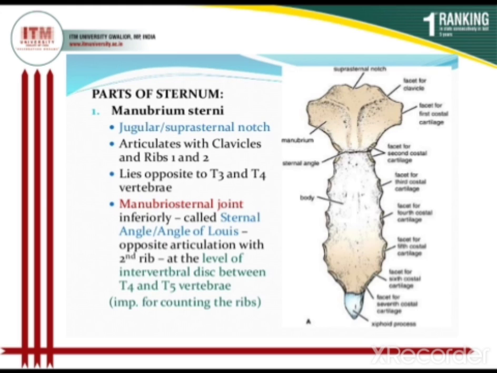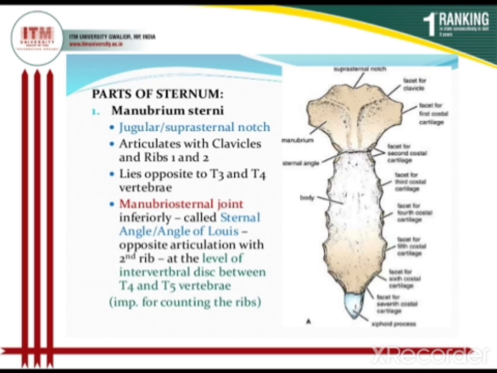Next is the manubriosternal joint, called the sternal angle or the angle of Louis. It is opposite the articulation with the second rib and at the level of the intervertebral disc between T4 and T5 vertebrae, important for counting the ribs. So this is all the detail about the manubrium sterni.